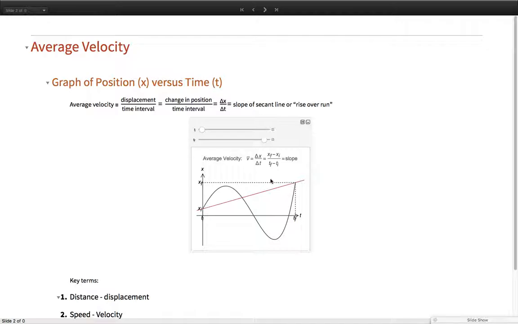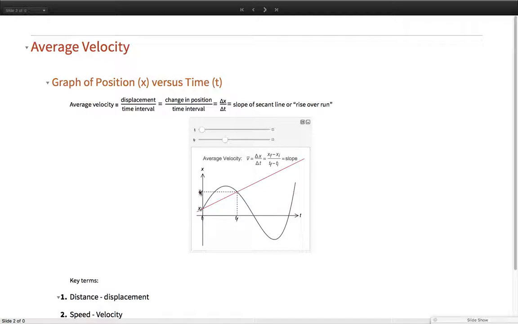You just find the final position and you subtract the initial position. Speed and velocity are a similar type of relationship in that speed is the distance traveled divided by the time taken, and velocity is the displacement divided by the time taken. On this graph, the velocity would be related to the slope of the graph. So this right here would be the average velocity from the beginning to this point.